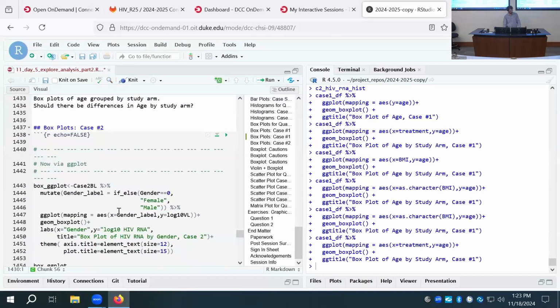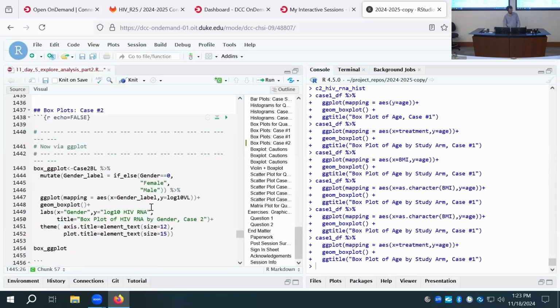So if you want, we can look at this gender label. We'll do case 2. We'll do the gender, and we'll do the log 10 viral load.